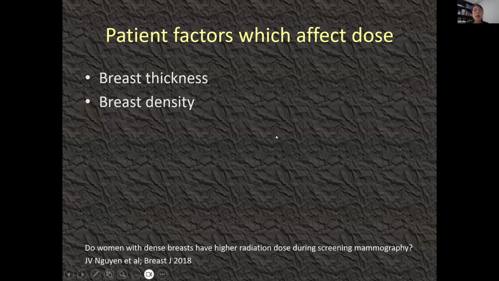Some other patient factors which affect dose are breast thickness and breast density. Breast thickness, because the thicker the breast, the longer the path the X-ray has to travel through, and I think Dr. Brady has explained that quite nicely. Breast density, the radiation beam needs to have a higher amount of radiation in order to penetrate the density in a dense breast, and therefore, in order to give a good quality image, this increases dose.